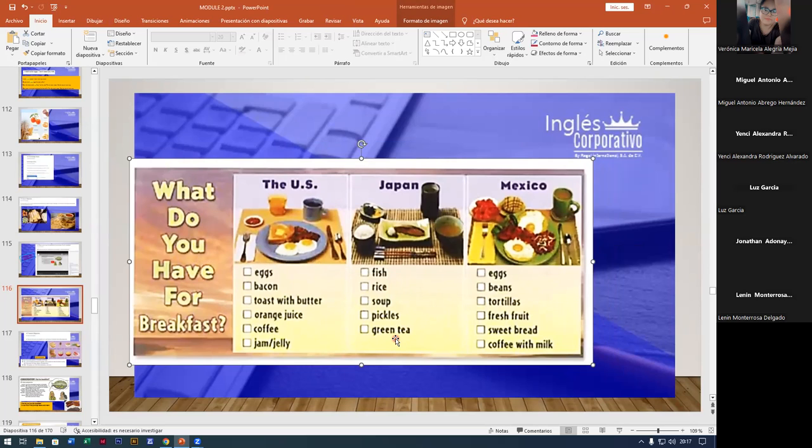Imagine fish and rice in the morning. This looks like a lunch, right? It's more like lunch here. Okay. What about in Mexico? We have eggs, beans, tortillas, fresh fruits, sweet bread, coffee with milk.